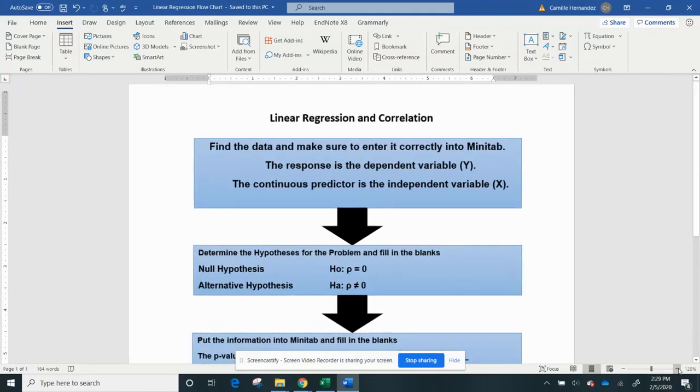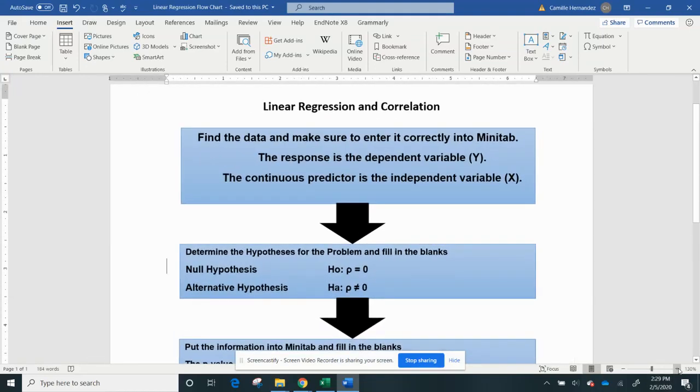So let's talk about the flowchart that we made for linear regression and the correlations. The first thing you're going to do when you solve these problems is get your data and enter it correctly into Minitab. I always, when I list mine, know exactly what my Y is and what my X is.